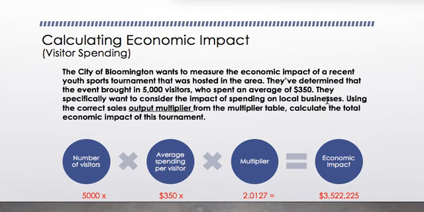So we add in that multiplier to our equation. We get a total economic impact of this youth sports tournament of $3.52 million. Okay, so not only have we accounted for the number of visitors and their average spending, we've also accounted for that induced and indirect spending by using this multiplier of 2.0127.